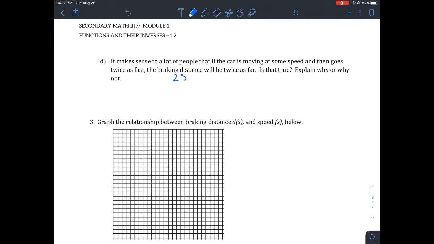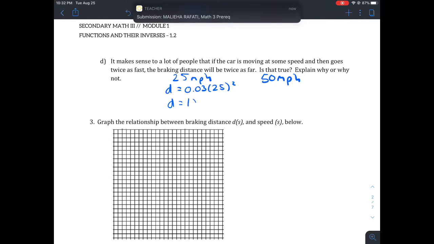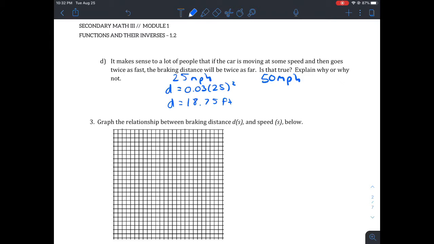So let's test this out. Let's say our speed was 25 miles per hour, and then we'll have a speed of 50 miles per hour. All right, when we plug in the 25, we'll say, okay, what's our distance? 0.03, when we plug in 25 miles per hour. For this one, I get 18.75. And then that would be in feet.